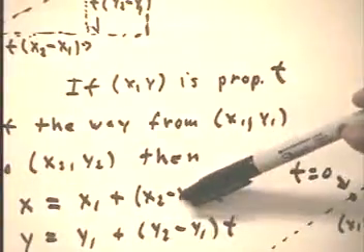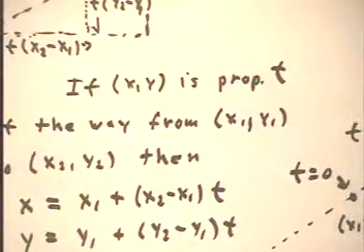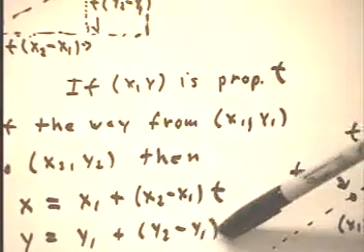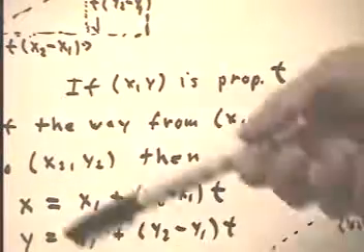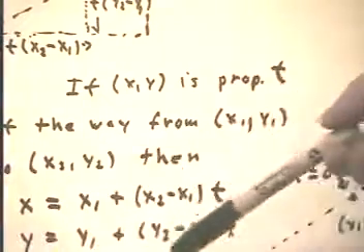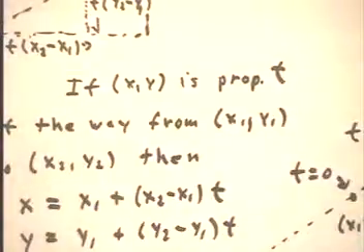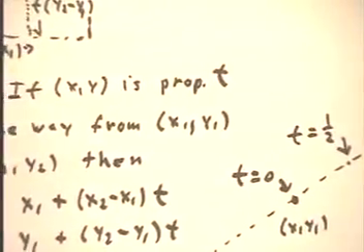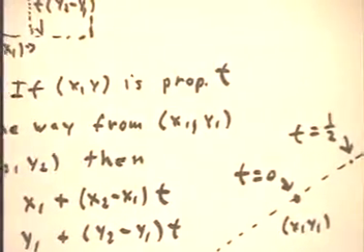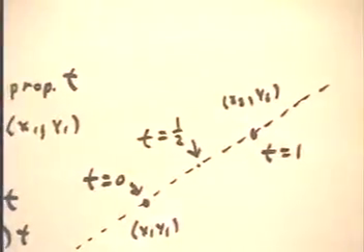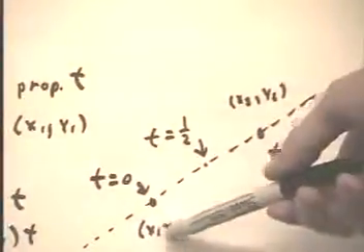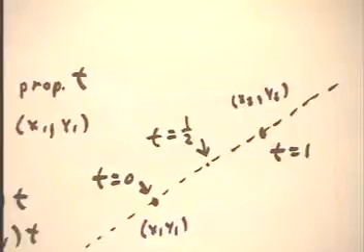Now, if t equals 1, what do we get? x1 plus (x2 minus x1) is x2. y1 plus (y2 minus y1) is y2. So x is x2, y is y2, so the point x2, y2 lies at the t equals 1 point of the graph. The t equals 1/2 point, well, you can work out the details, but that's going to be the midpoint. So t equals 1 here, t equals 0 here, t equals 1/2 here.